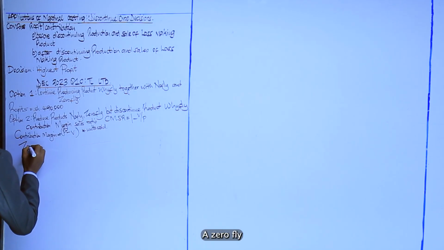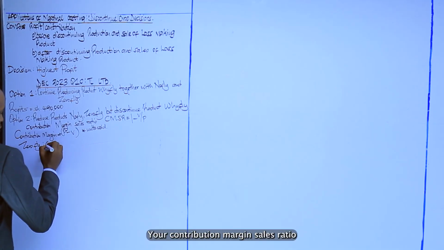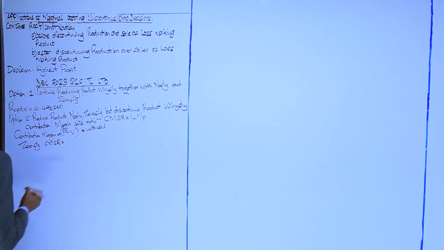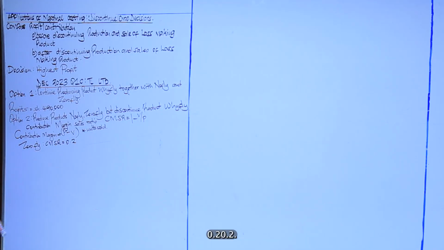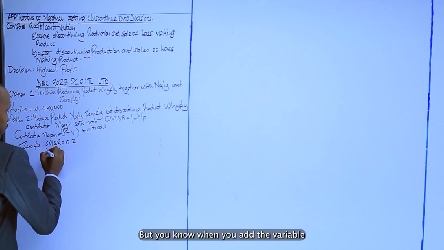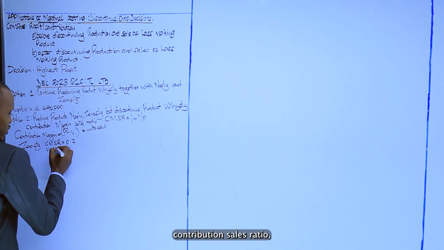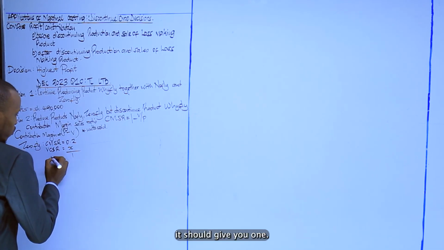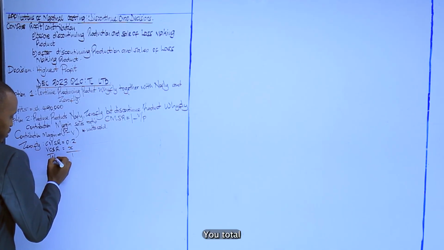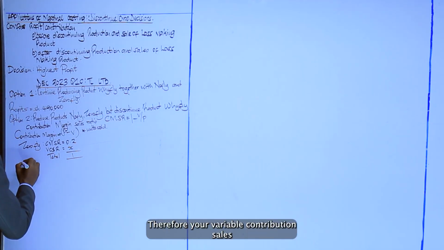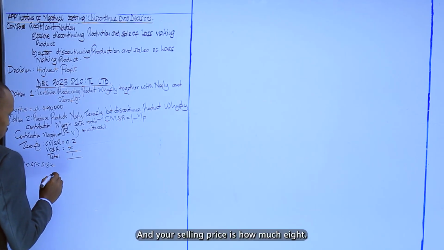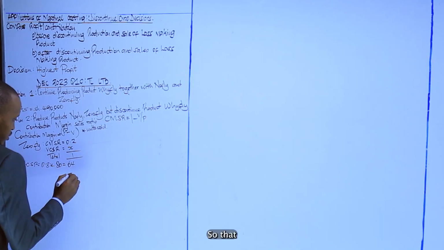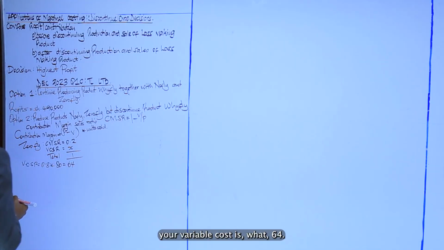Zero fly, your contribution margin sales ratio is currently how much? 0.2. But you know, when you add your variable contribution sales ratio, your total should give you 1. Therefore, your variable cost ratio will be 0.8 of your selling price. And your selling price is how much? 80. So that your variable cost is what? 64.